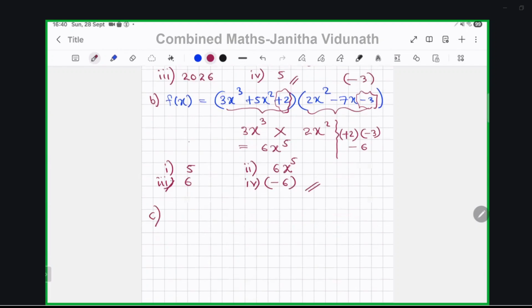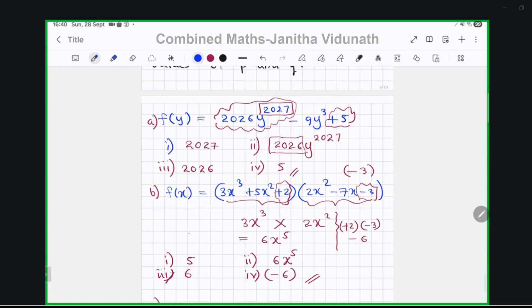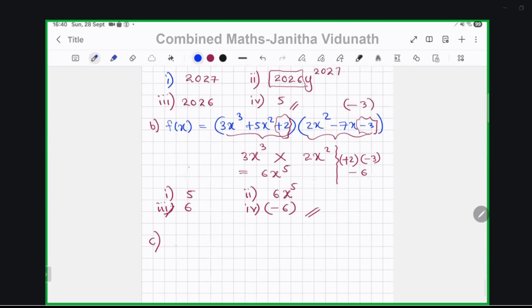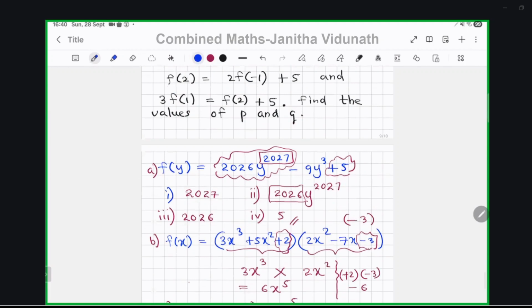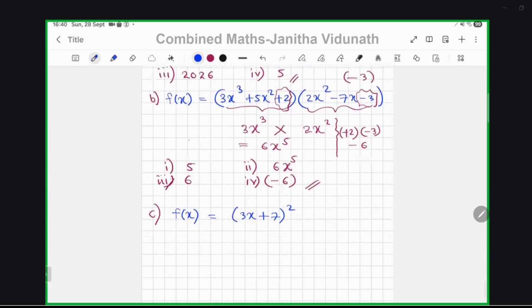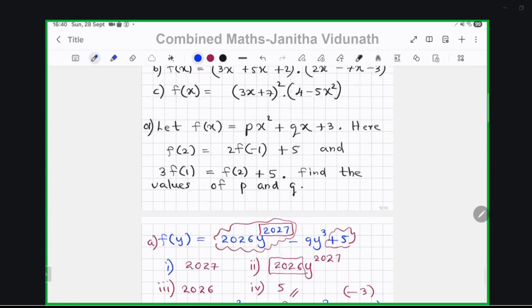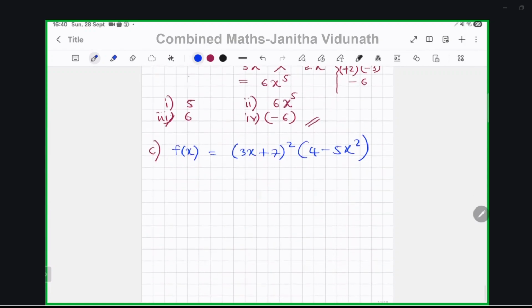Then let's try to solve the next question. It is f(x) is equal to (3x plus 7) whole square times (4 minus 5x square). Okay.